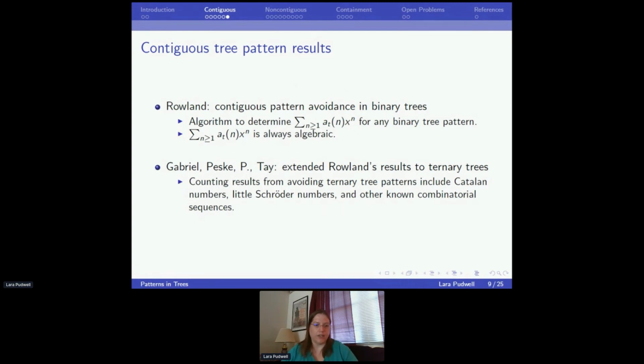In Eric Rowland's work, he basically had an algorithm where you could input the tree you wanted to avoid, and then he could determine how many trees of whatever size you want avoid that pattern.